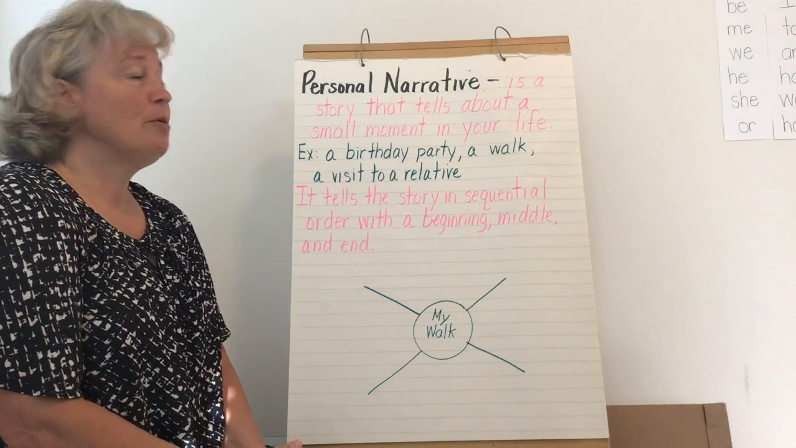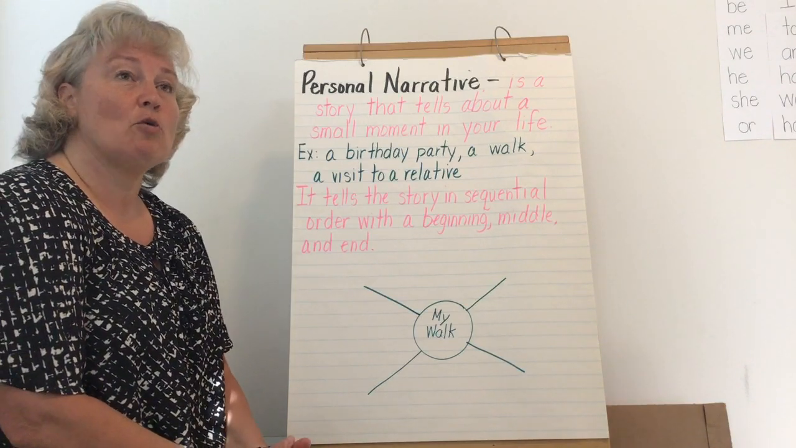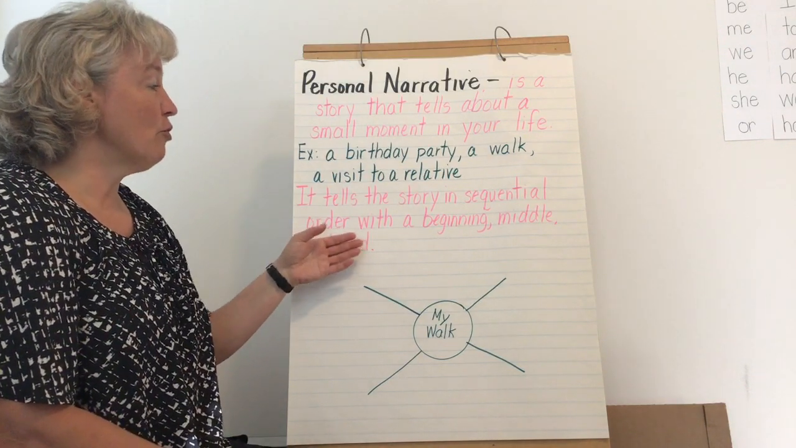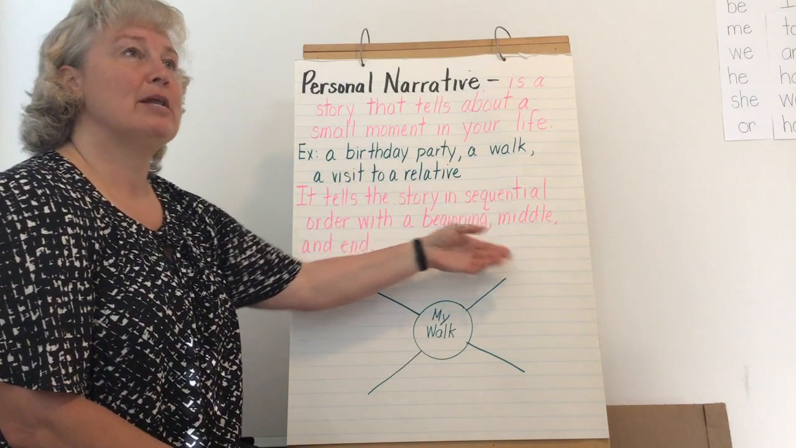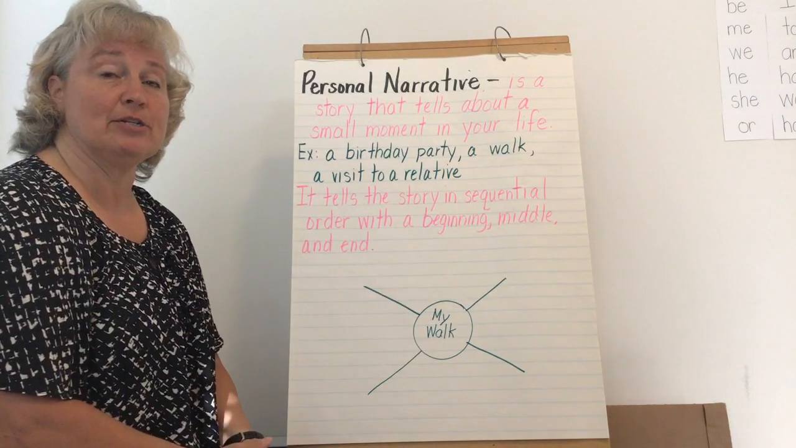All right. So in a personal narrative, it also tells the story in sequential order. That means that you have to tell the story in order with what happened at the beginning, in the middle, and at the end. It takes us through the whole series of events that happened to you.